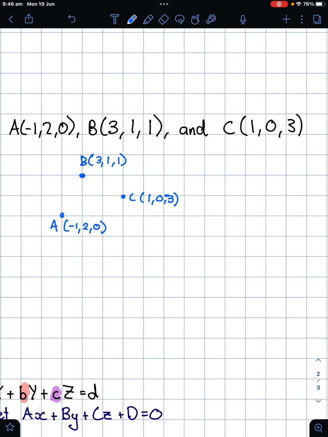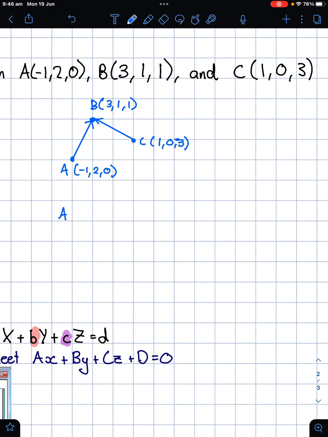Let's find A to B, and C to B. The reason I'm picking these is because they've used them in the textbook as well, if you're looking at the hard copy. So A to B is going to be equal to 4, because we go from -1 to 3; -1, because we go from 2 to 1, so we go down by 1; and then 0 to 1 means we go up by 1.